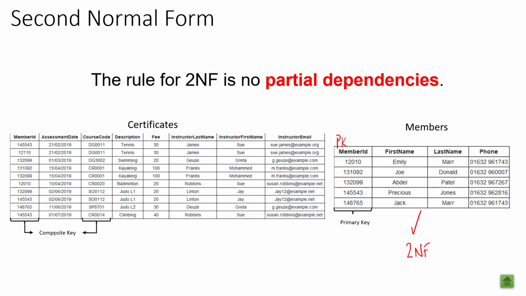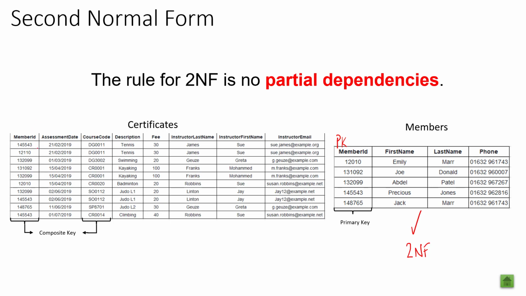You need to determine whether any non-key fields, so a non-key field is something that's not a primary key or a foreign key in the table, are dependent on either of the fields that make up the composite primary key. In this case, member ID or course code. So is anything such as assessment date, description, fee, instructor last name, first name or email, are any of those dependent on either the course code or member ID?